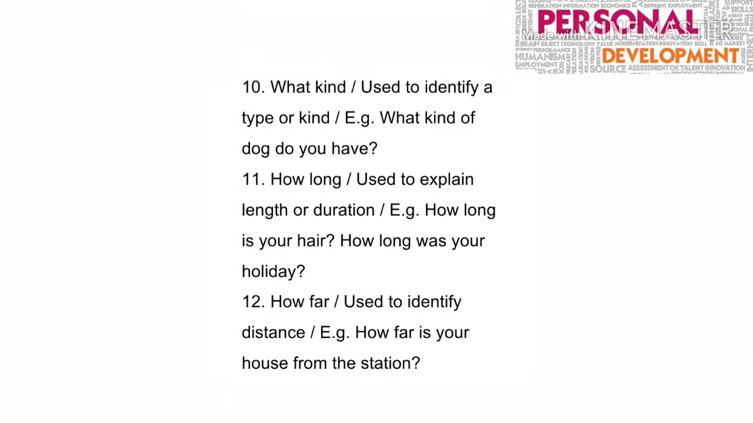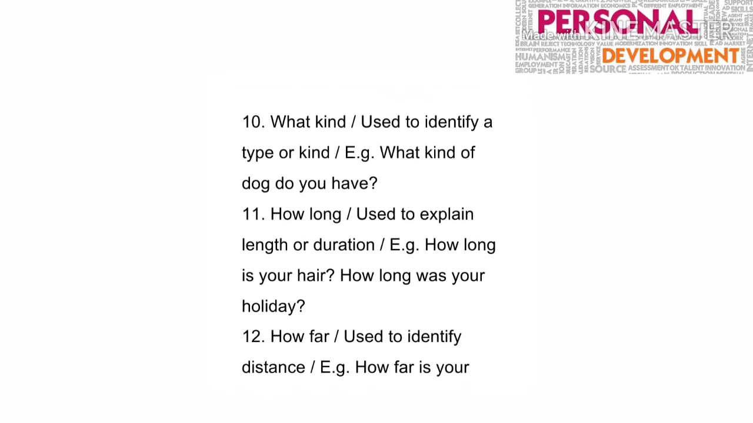Serial number 10. What kind, used to identify a type or kind. For example, what kind of dog do you have? Serial number 11. How long, used to explain length or duration. For example, how long is your hair? How long was your holiday? Serial number 12. How far, used to identify distance. For example, how far is your house from the station?